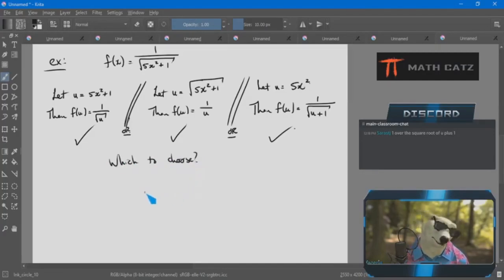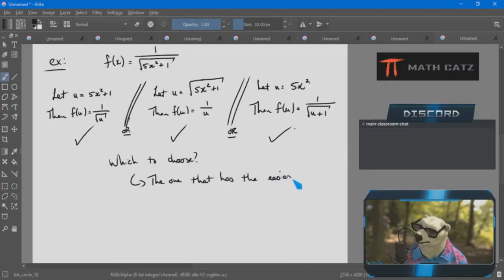As a general rule, to increase my chances of success, choose the one that has the easiest derivative for the outside function. Now, of course, I'm limited in my time. I can't show why I'm saying this.